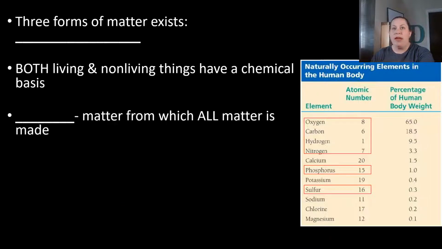So remember, way back in grade school, you learned that there are three forms of matter that exist: solid, liquid, and gas. Right? So both living and non-living things have a chemical basis, and some parts of them have solid types of structures. Some are going to be more liquid and some are going to be gas. And these elements are going to be used in different ways by the living cell. Now, when we look at this, elements are the matter from which all other matter is made. Okay, so an element is going to be the matter from which all other matter is made.